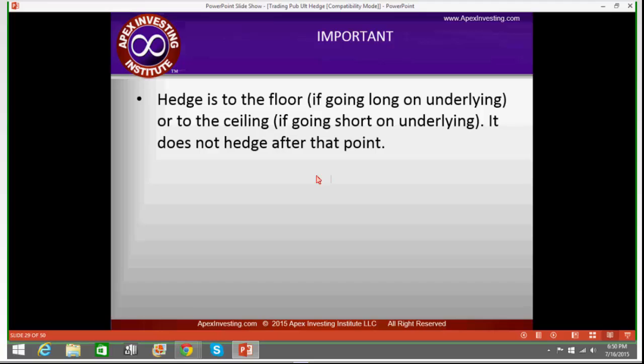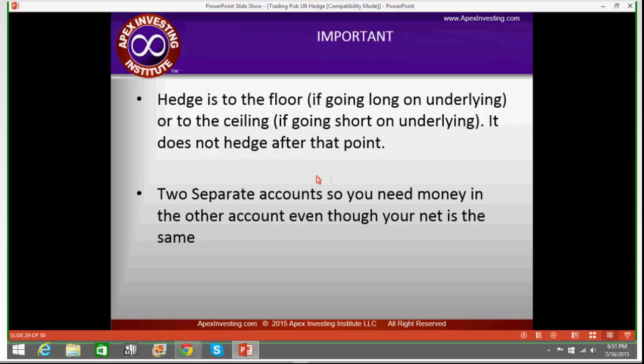If you're going long on an underlying position like a spot Forex contract, or it's to the ceiling if you're going short. So just remember, you're not hedged past that floor or ceiling depending on which way you're going. And you will need 2 separate accounts to do this. You will need money in your futures or Forex account, and you'll need money in a Nadex account. This will be two separate accounts here, okay?